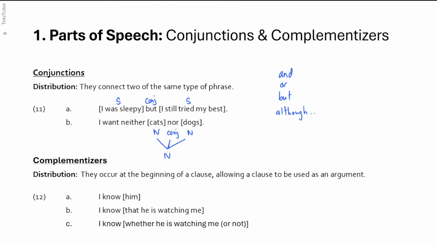So one example is "I know him." So you know something, you know someone. But if we want to say "he is watching me," so this is just a sentence, this is a fact, we can introduce a complementizer in order to use that sentence as an object of know. So what is it that you know? Well, I know that he is watching me. And we have other ones like whether, so "I know whether he is watching me or not." So the typical prototypical complementizers are that, whether, and if, but there will be some other ones that we see a little bit later.